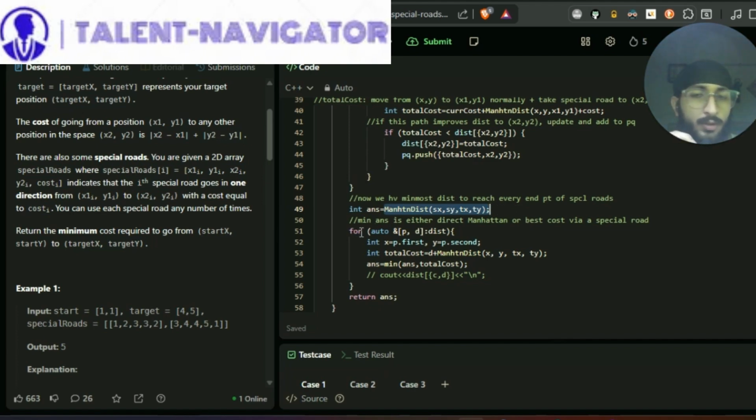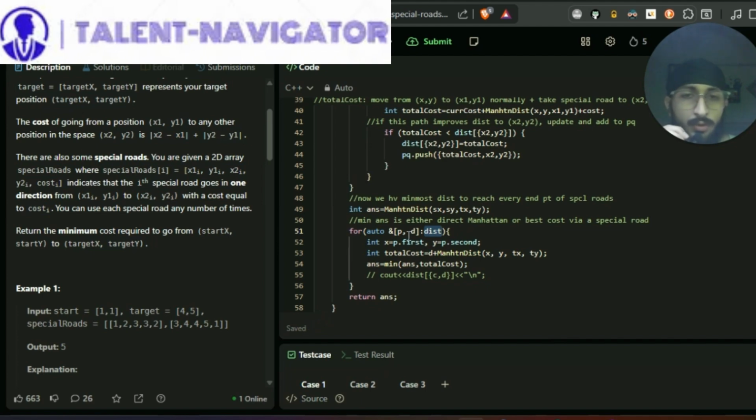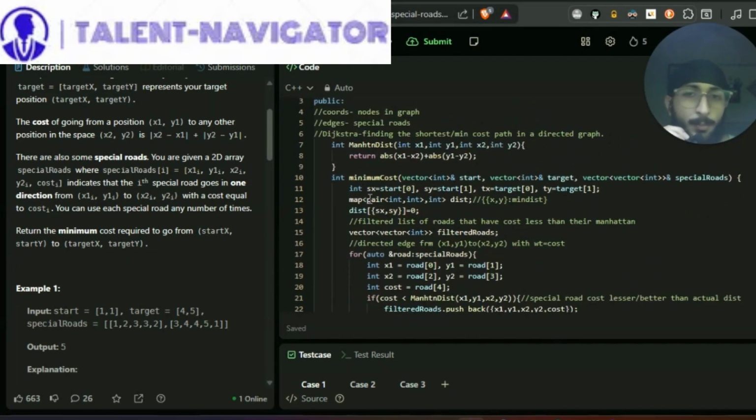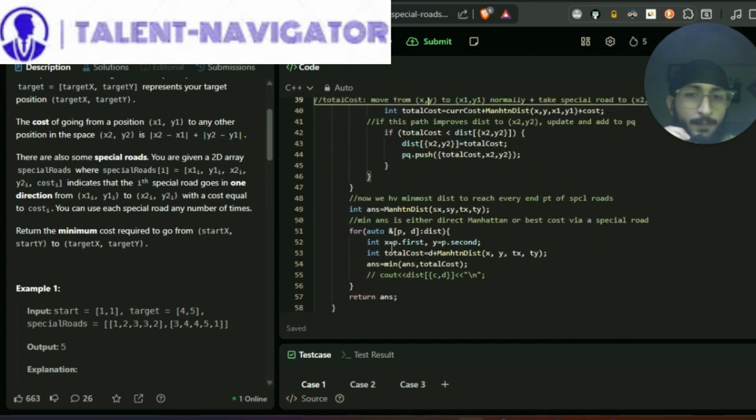So we go over the distance unordered map for auto p comma d in distance. So we check basically int x is equal to p dot first and y is equal to p dot second. So basically in distance, what we were storing was, I'll show you, pair of int comma int. So this is the p and d is the distance. So p basically corresponds to the coordinates. So p dot first would be the x coordinate. Yeah, p dot first is x coordinate and p dot second is y coordinate.